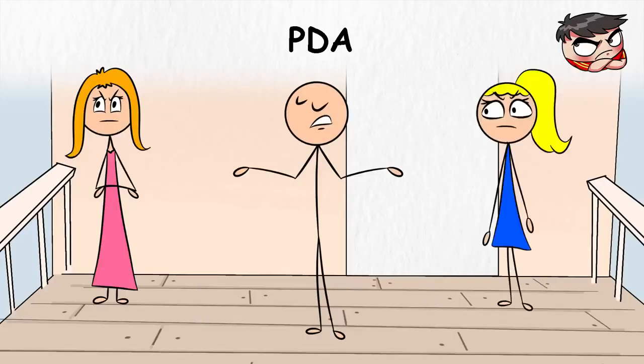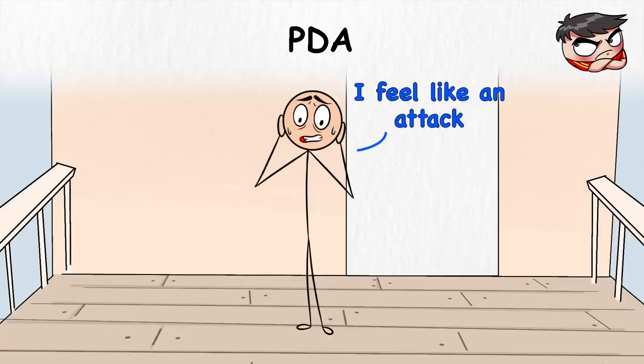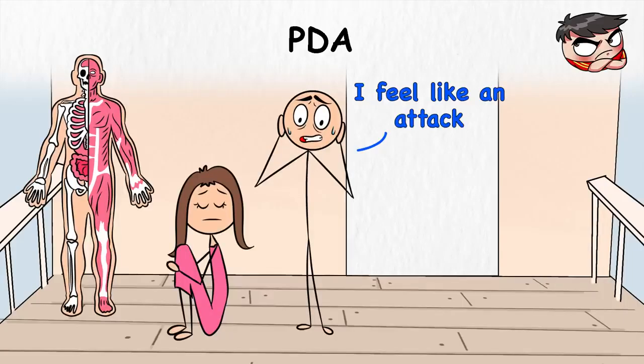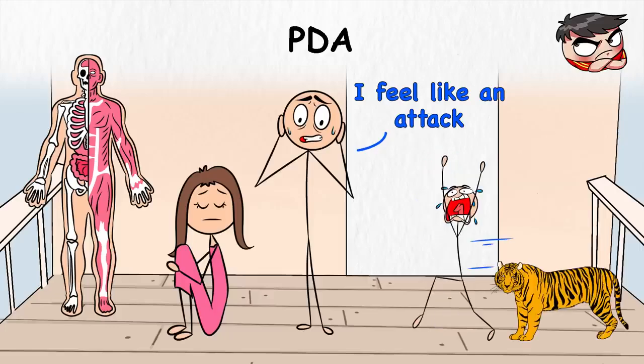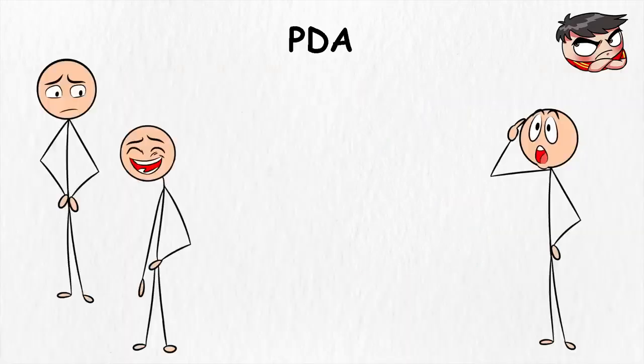For someone with PDA, even the simplest request can feel like a full-blown attack on their freedom. And when I say feel like an attack, I mean it triggers real, survival-level anxiety. Their nervous system treats "can you brush your hair?" the same way it might treat "run! There's a tiger!" Because of this, they react creatively, dramatically, and often hilariously to escape the situation.